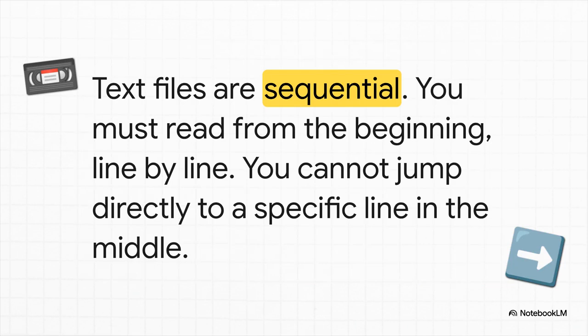And that loop highlights a fundamental truth about text files. They are sequential. Think about an old cassette tape. You can't just magically jump to song number 5, right? You have to start at the beginning and read or fast forward all the way through. Text files are the exact same way. It's a limitation, but it's one you have to build your code around.